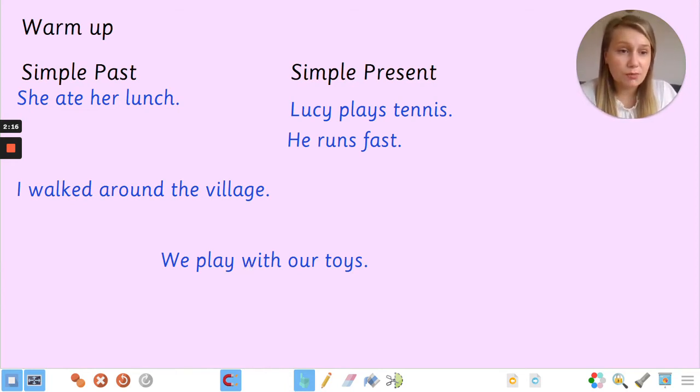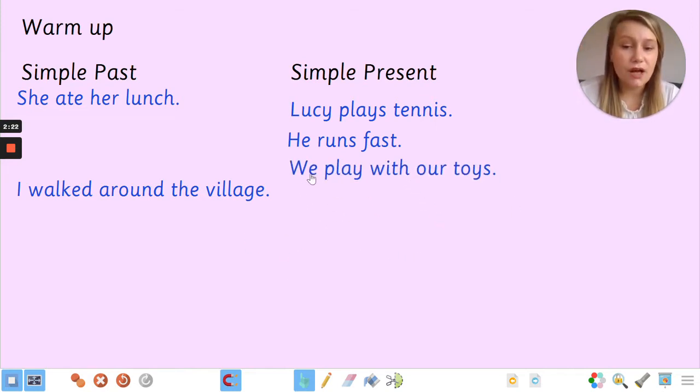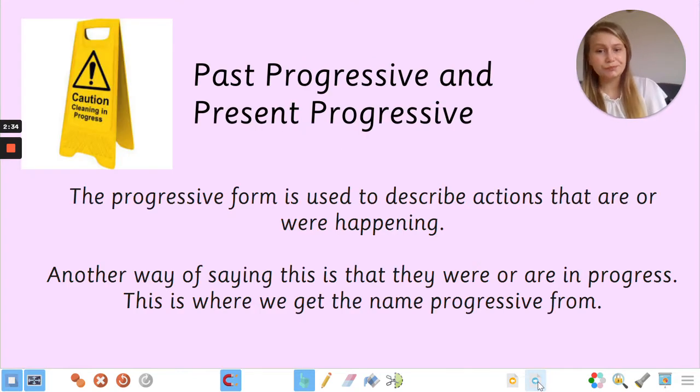Final one, we play with our toys. Simple past or simple present? Great job guys, it's the simple present, isn't it? Because we've got the verb play, which is written in the present tense. Well done. So you might want to pause the video now and just double check your answers, but if you're ready, we will move on to our next piece of learning.